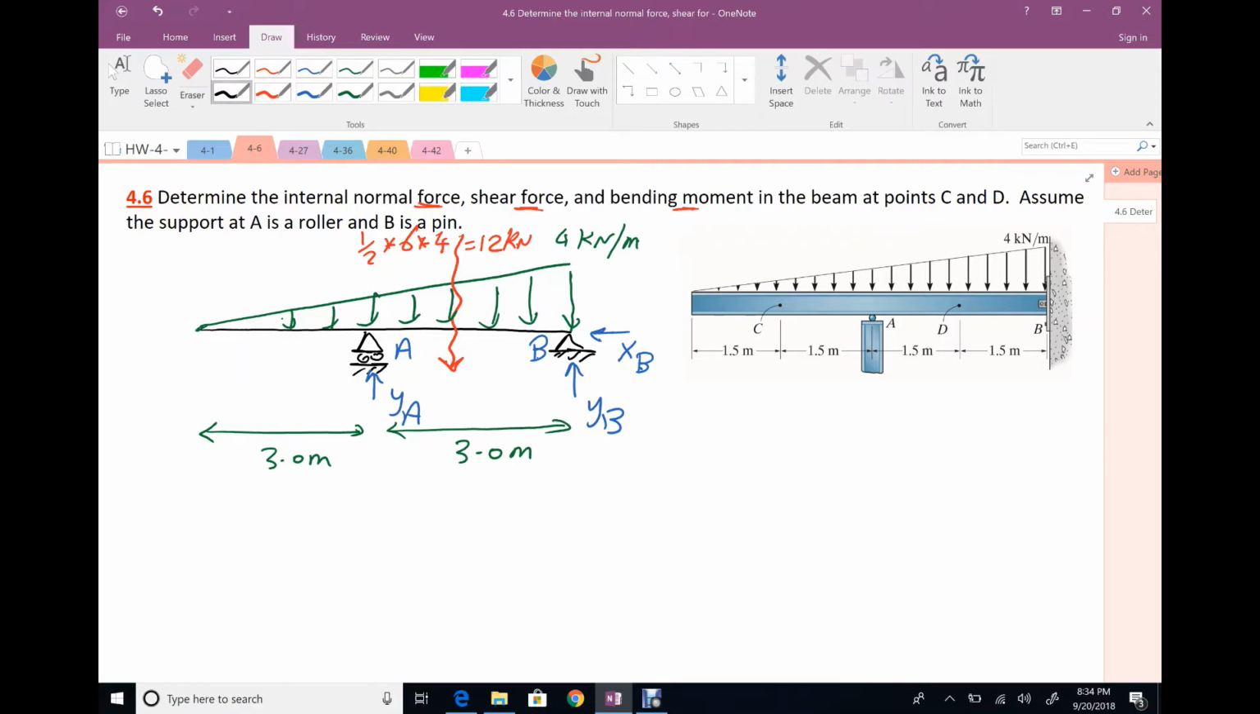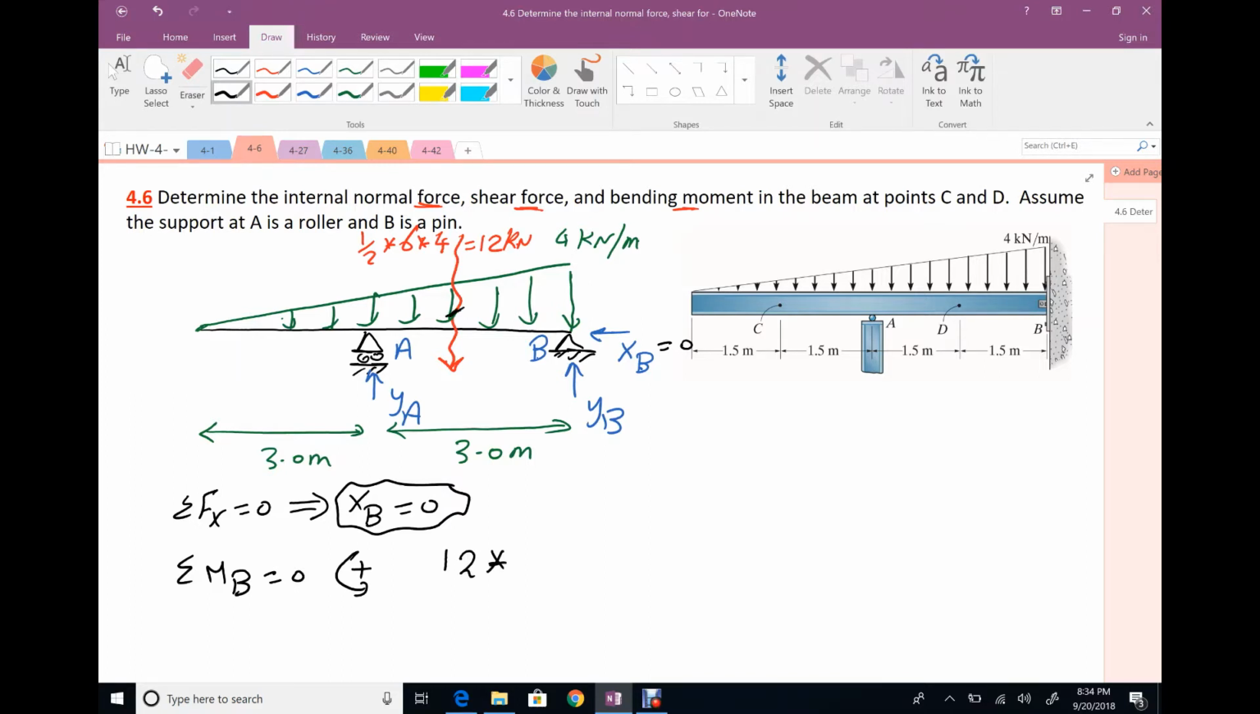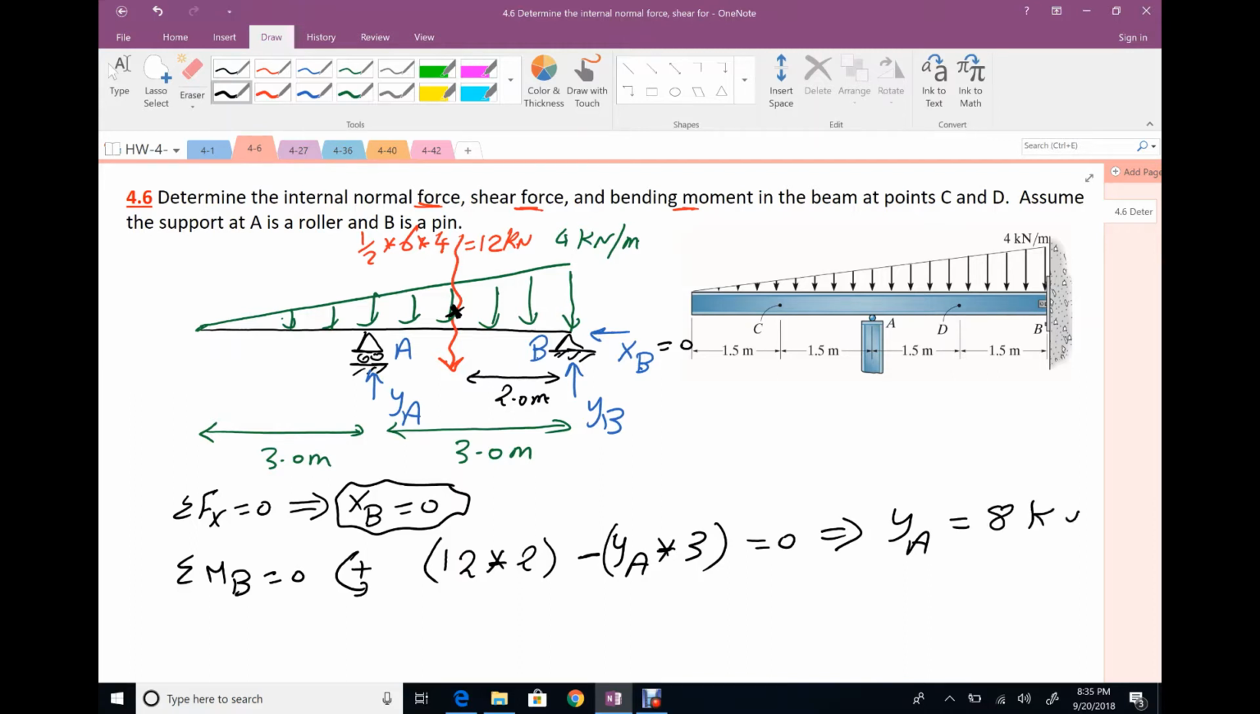To calculate your reactions, summation Fx equals 0, XB will be 0, no external horizontal force. Summation of moment at B equals 0. Assume this direction is positive, so we have 12 times, remember, the location of this equivalent force is at 1/3 from this side and 2/3 from the other side. The total distance is 6, 1/3 is 2 meters. So your distance will be 2, minus YA times distance 3 equals 0. The only unknown here is YA.